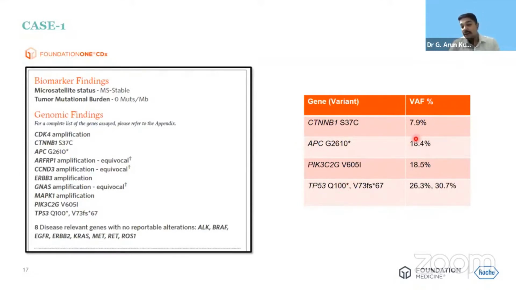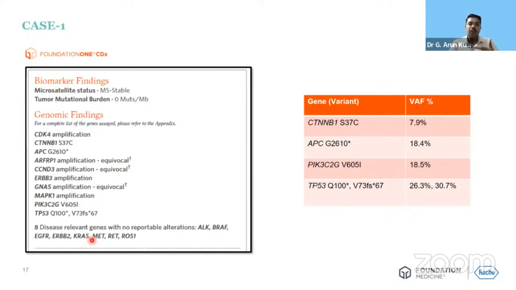Now, you see the variant allele fraction of APC and PIK3C2G is almost similar, which means that these 2 mutations could be in the same clone of cells. And there is a new clone that is arising that has almost 8% of beta-catenin gene mutation. Now, how to deep dive into this? Overall, if you see this, there are no targetable mutations. That's what one would conclude.